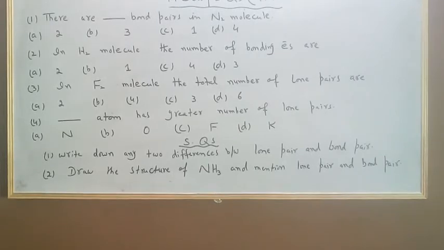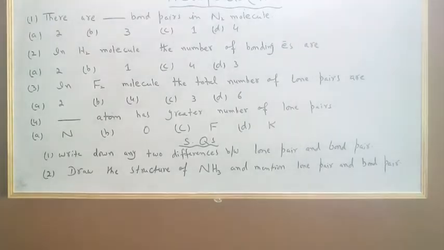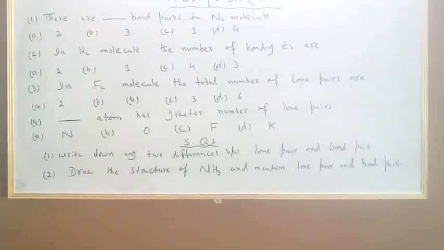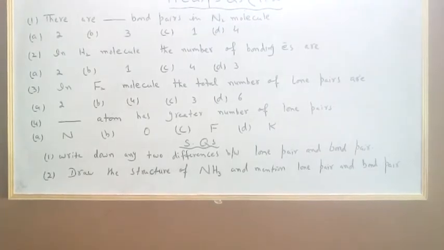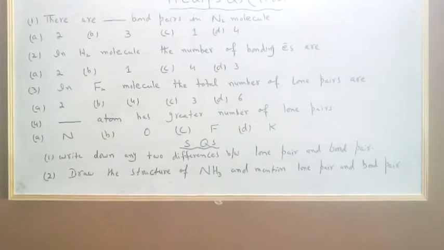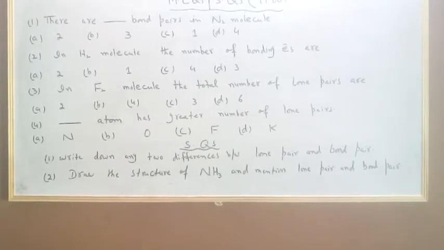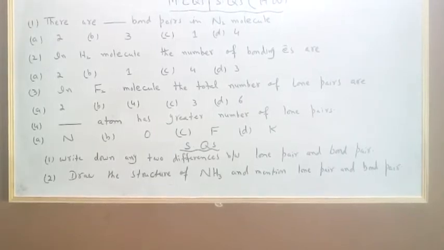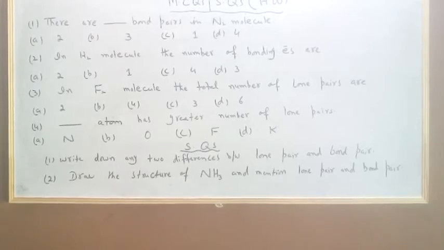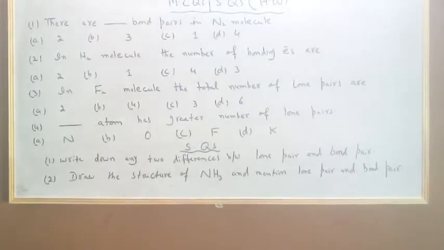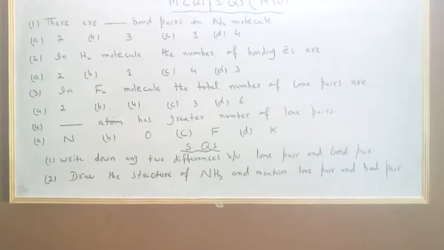Number 4, dash atom has greater number of lone pairs. Option A nitrogen, option B oxygen, option C fluorine, option D potassium.